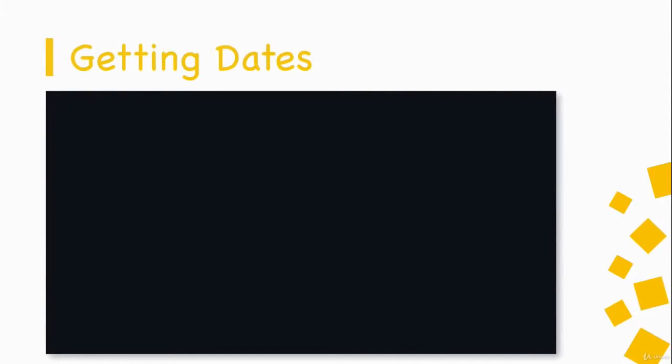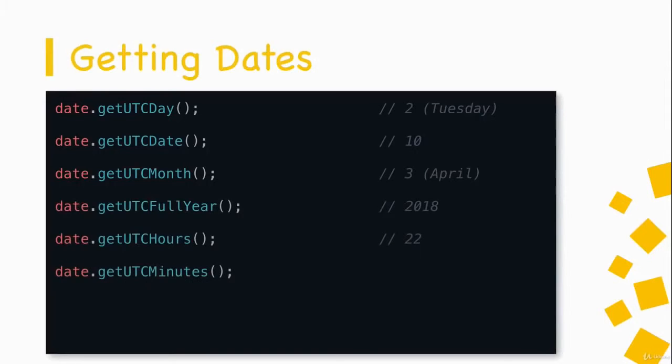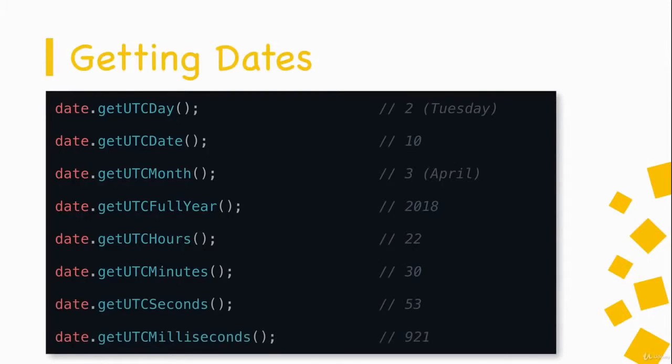Now there are UTC versions of all these methods as well. In this case, they look something like this. So instead of getDay, you type in getUTCDay, and then getUTCDate, and so on. We have getUTCMonth, getUTCFullYear, getUTCHours, getUTCMinutes, getUTCSeconds, and of course, getUTCMilliseconds. Now, in this case, because we're assuming that the date object we created has a time zone of UTC, the UTC methods result in the same values as we just saw. It doesn't really change it.